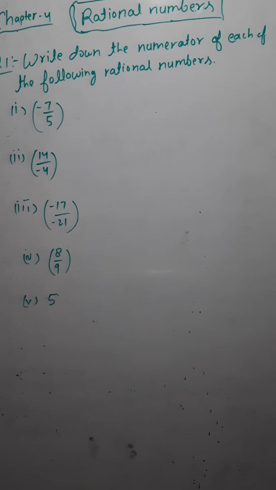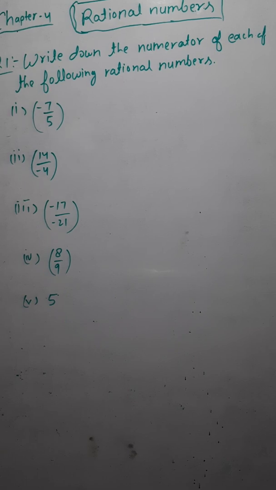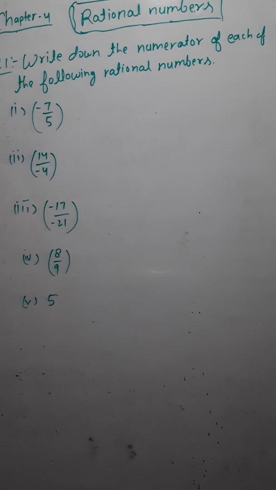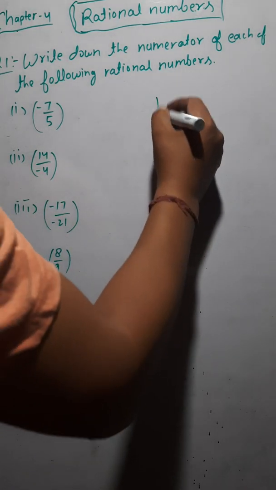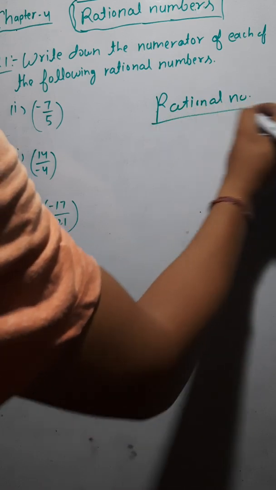Hello, dear students. From today we are going to start chapter number 4 of class 7th mathematics, that is rational numbers. Let me tell you about rational numbers first. What are the rational numbers? Let me define the rational number first.